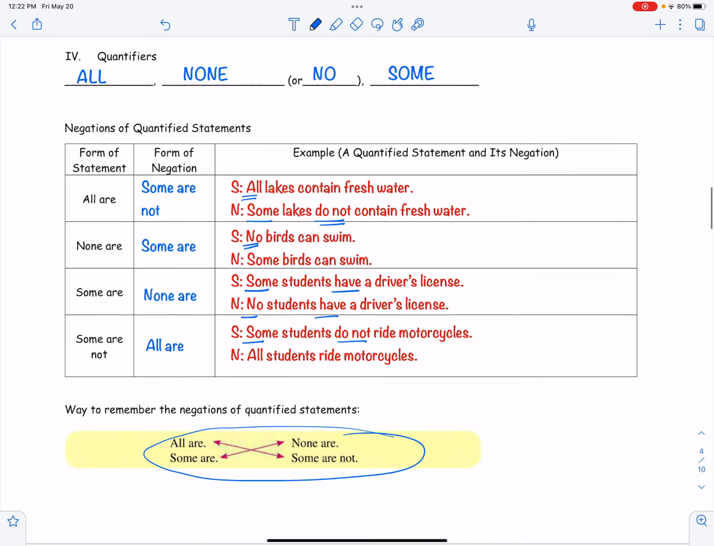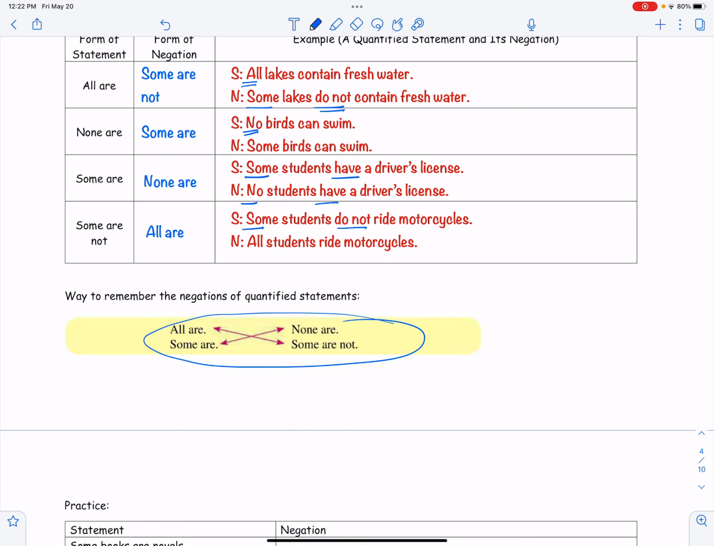So again, remember what you're seeing in this little picture down here at the bottom. Anytime you're dealing with all, the negation is some are not. Anytime you're dealing with none, the negation is some.